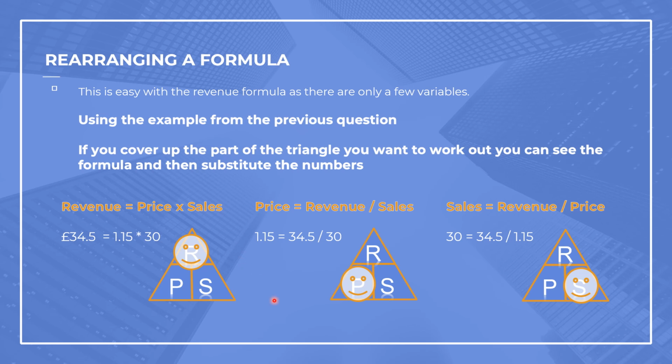If we want to work out the price, we cover up the P, and you can see that R is over S, so revenue is divided by sales to get your price. And finally, if you cover the S up, revenue divided by price will equal the number of sales. And this can be tested and checked using our example. So 34.5 is equal to 1.15 times 30 is our price times sales. Our price of £1.15 is equal to £34.50 divided by 30. And our sales of 30 is equal to £34.50 divided by 1.15.